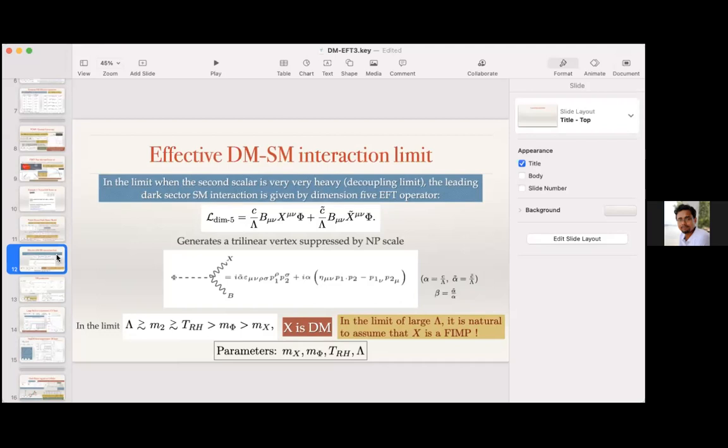Of course. And what I say is the following: if you have to generate this operator from a UV complete model, which is decoupled and weakly coupled to the standard model, then it must be a loop generated operator. That's another comment. Okay. Thank you, sir.